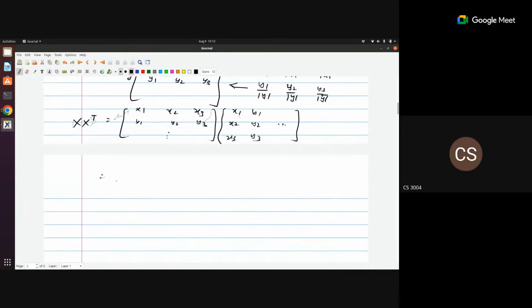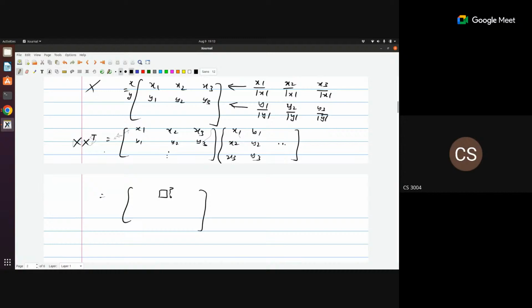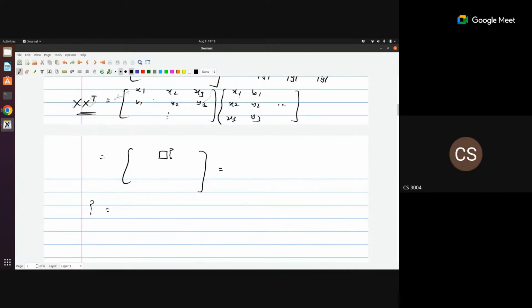Now there'll be some elements here. Let's take this element. I'm just arbitrarily taking some element. What will this element of the matrix X X transpose be? This row multiplied by this vector is going to give this element. So what would that be?